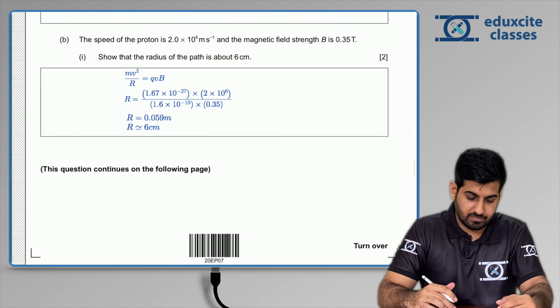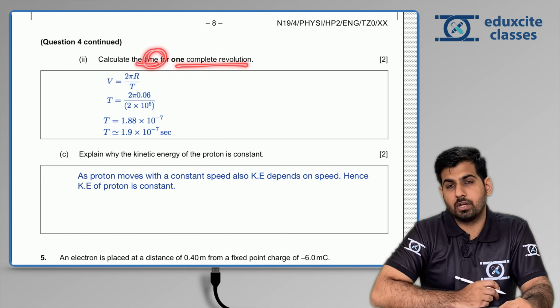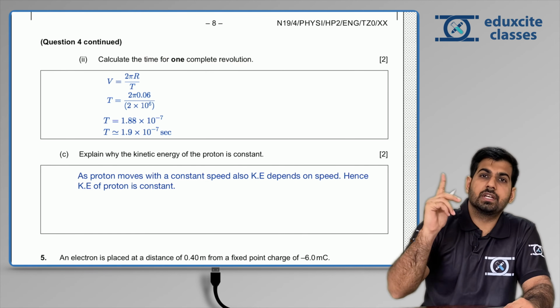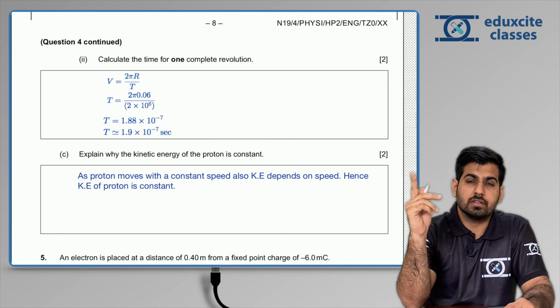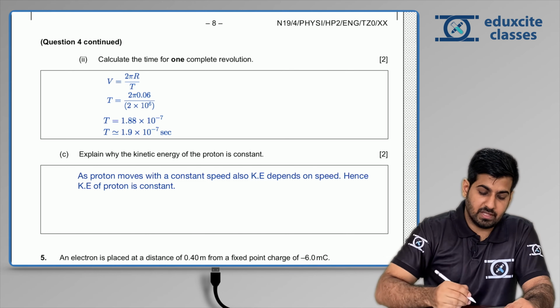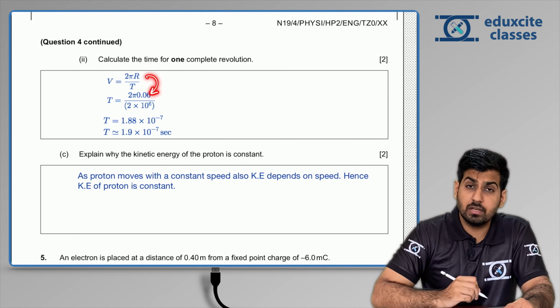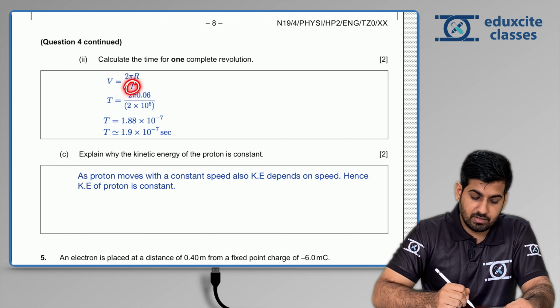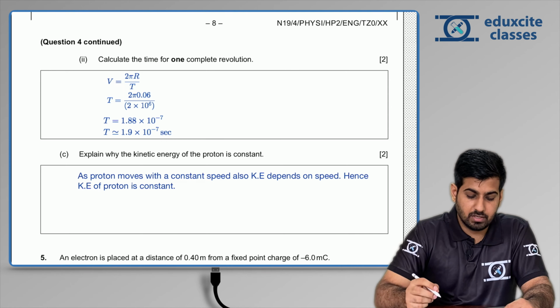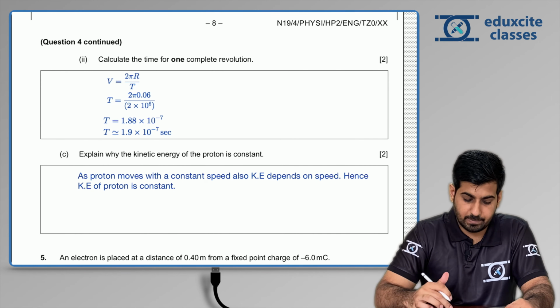Now the second part, calculate the time for one complete revolution. In one complete revolution the charged particle will cover a distance of 2 pi r, that is the circumference. R we have already calculated, but just put it in meters. Time period we have to calculate, velocity is already given. So it comes out to be, in significant figures, 1.9 into 10 raised to power minus 7 second.